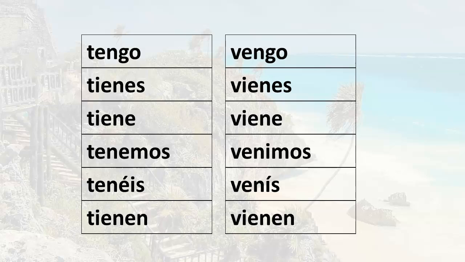Now, the thing about venir is, remember, it's an irregular verb, which means you basically have to memorize it. There's no way around that. I know memorization gets a bad rap in language learning, but at some point you have to memorize it, and native speakers memorize this just through practice. So let's apply what we've learned and practice.